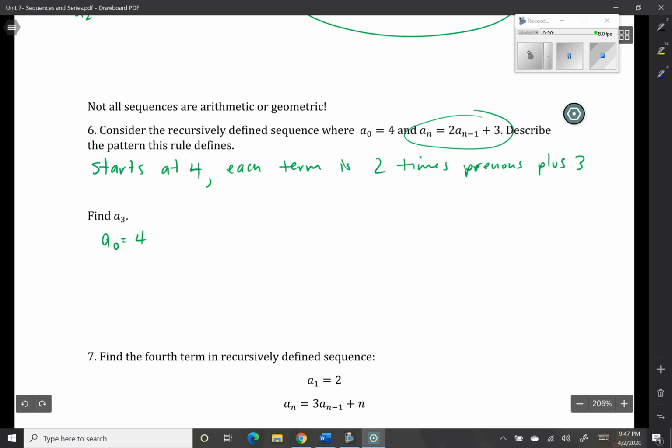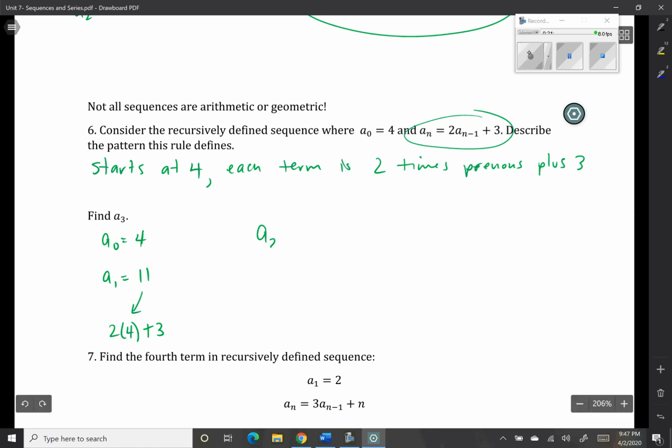So if I want to find the third term, I have to start with the first term. A sub 0 is 4. I know it's weird because you're putting a sub 0 there, but that's what they told us the first term was. So that's what we'll define our first term as. So if I want to find the second term, I'm going to plug in a sub 1. Now to find each term, you're going to multiply 2 times the previous term and add 3. So if I do 2 times 4, I get 8. And if I do 8 plus 3, I get 11. So again, what I did to find this answer is I did 2 times 4 plus 3.